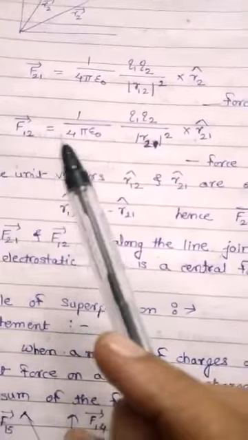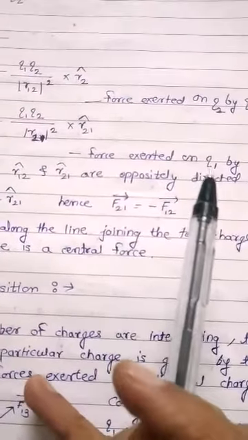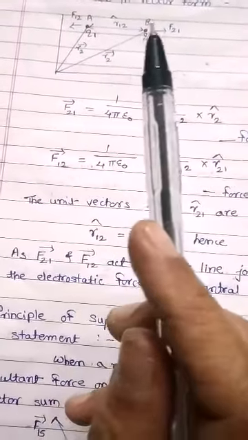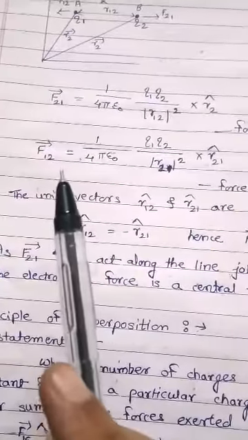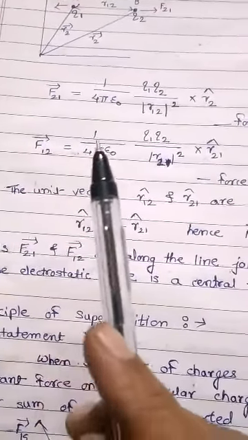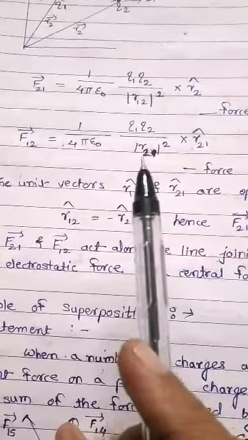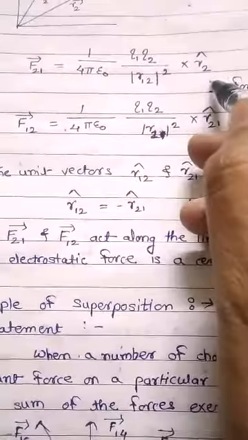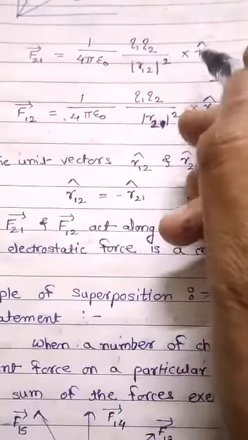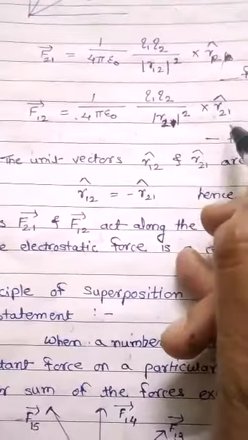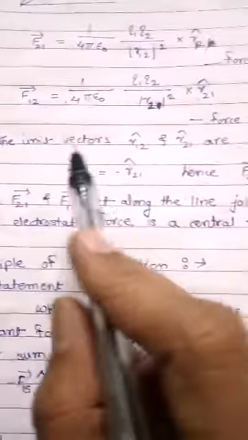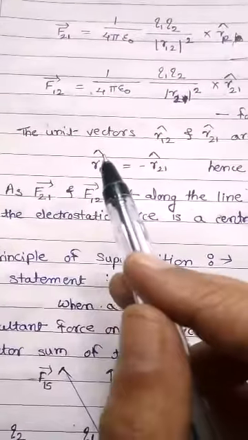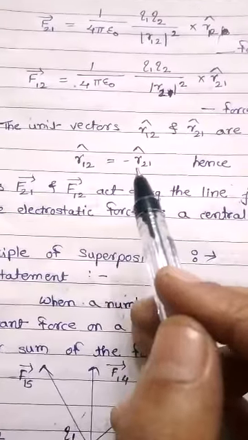Similarly, the force exerted by Q2 on Q1 gives the formula: F12 vector is equal to 1 upon 4 pi epsilon naught, Q1 Q2 upon mod of r12 squared, into r12 cap. Here r12 cap and r21 cap are unit vectors that are oppositely directed, so r12 cap is exactly equal to minus r21 cap.